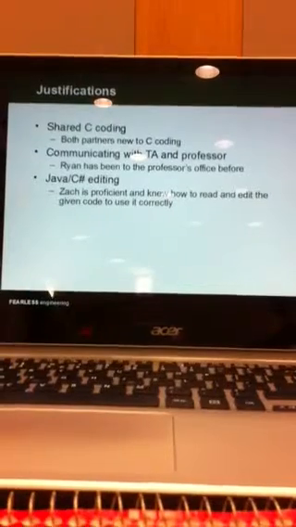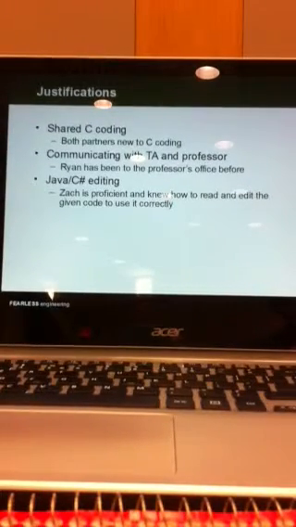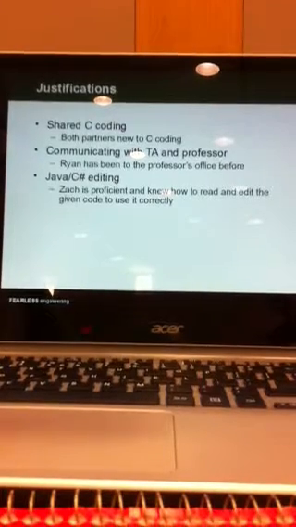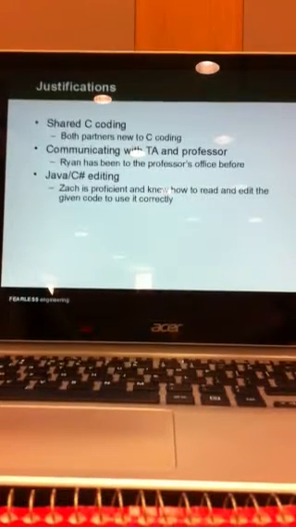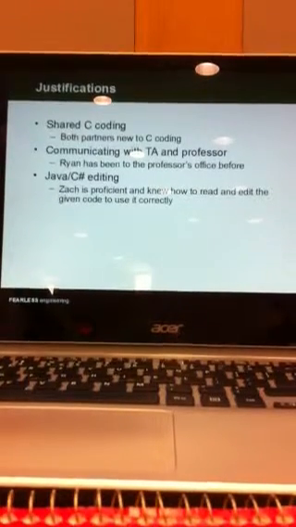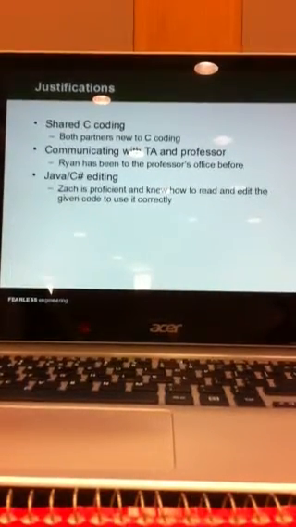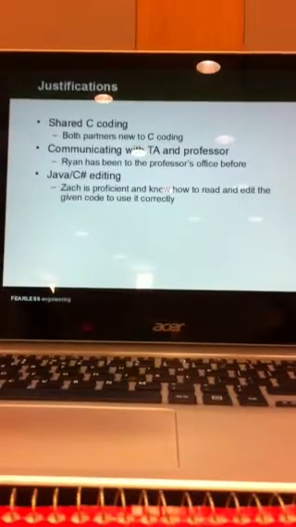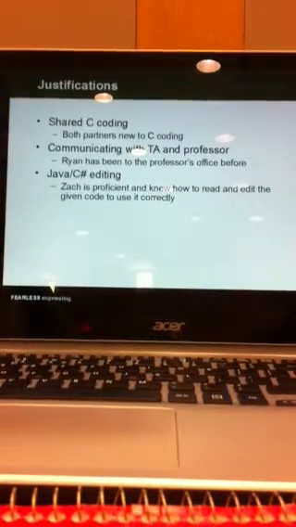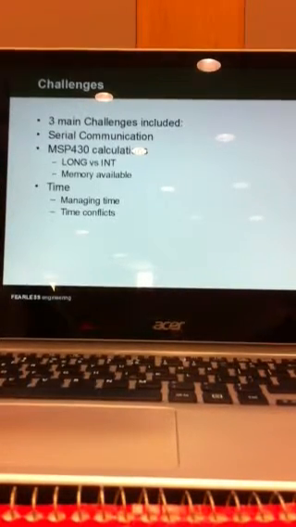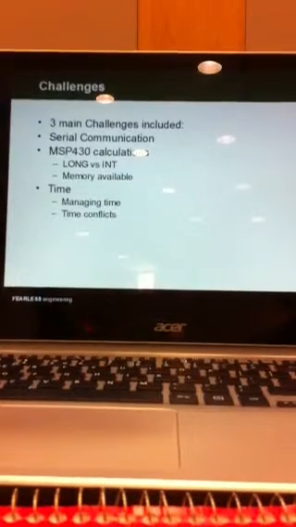All right, here we have listed the justifications for our decisions on how to handle the workload of the project. Both of us were fairly new to C code this semester, so it was necessary to work in tandem on the coding of the project. Ryan was able to successfully meet with the professor and TAs for assistance. I personally already had experience with Java and GUIs, so I decided to handle the GUI from the start of the project. There were several challenges that we encountered during this project.